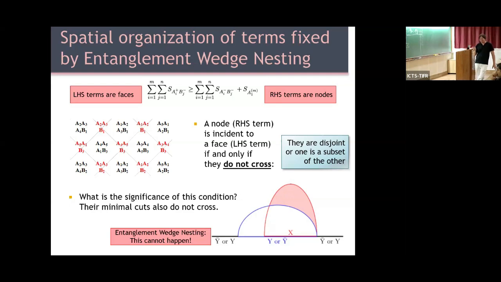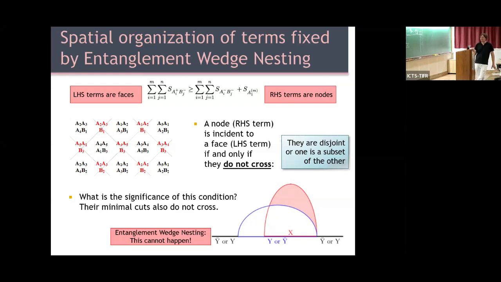Sorry, that's not how I should have said it. They are incident to each other if one region contains the other, or if they have no intersection. And this is what we call the no crossing condition. This condition is very special because this is the premise of the entanglement wedge nesting theorem. We know that entanglement wedges nest. In other words, this situation never occurs.